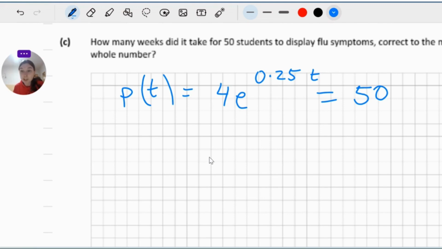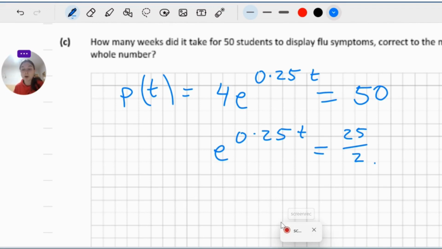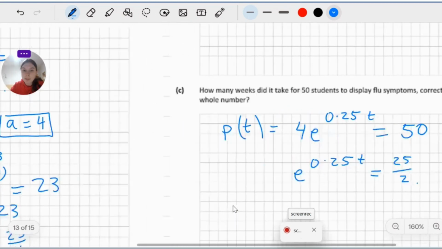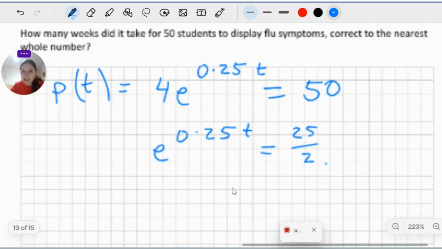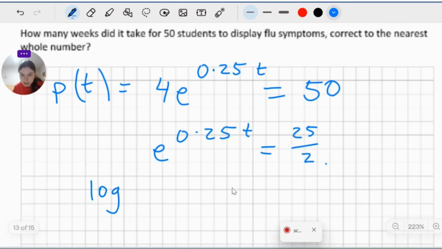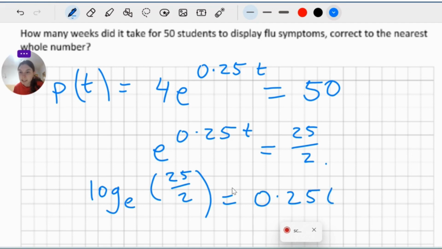So divide both sides by 4. We get e to the 0.25 t equals 50 divided by 4, which is 25 over 2. So as we did similarly before in part A, remember we used the basic rule of logs where we said log to the base e of the answer, which is 25 over 2, equals 0.25 t.